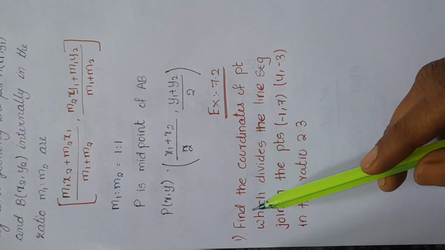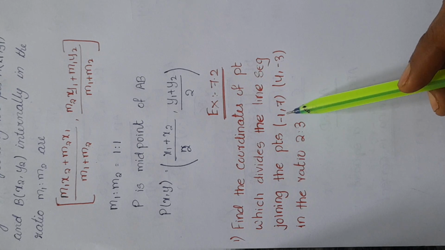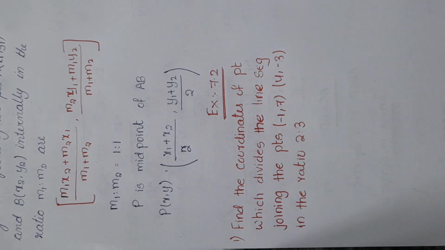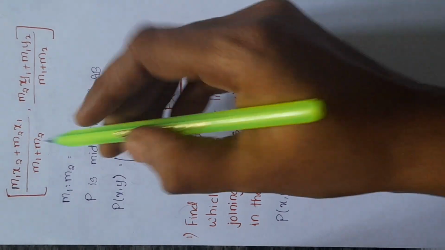First question in exercise 7.2 is find the coordinates of the point which divides the line segment joining the points (-1, 7) and (4, -3) in the ratio 2:3. Let the point be P. Now let us find the x and y coordinates using this formula.